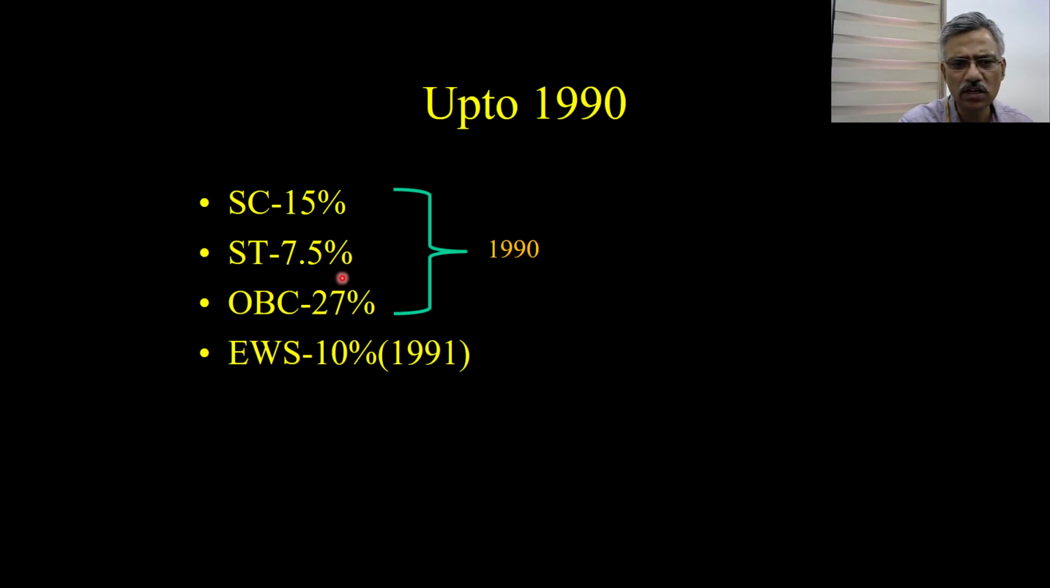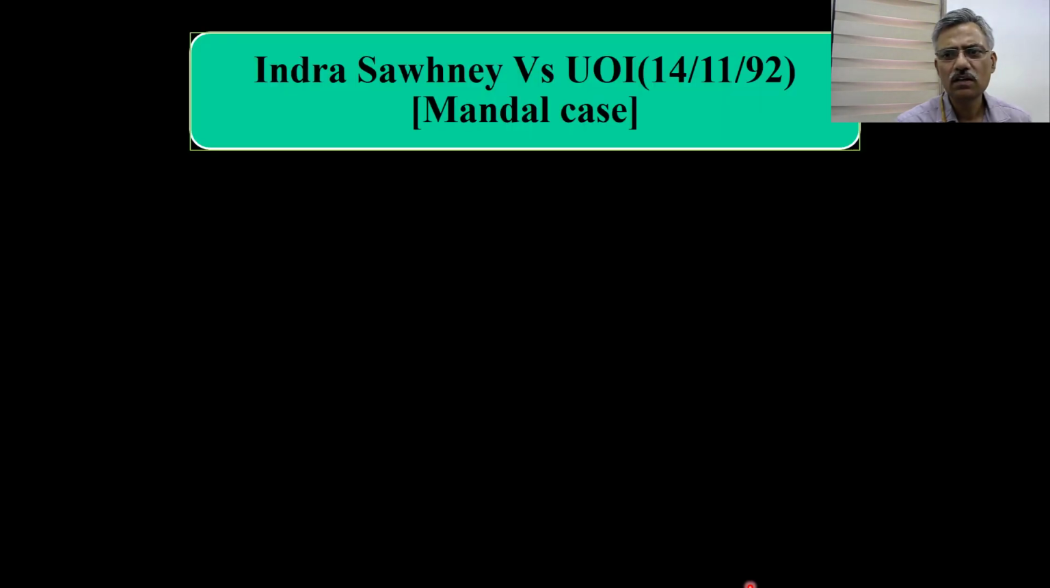Immediately after these orders were issued, particularly after the reservation of 27% was issued, people went to the court, and the famous judgment which considered whether the government was competent to issue reservation orders for OBCs under clause 16. This famous judgment is known as Indra Sawhney versus Union of India. The judgment was delivered on 14 November 1992, also known as the Mandal case. Now it comprehensively considered all issues on reservation and finally gave a judgment which is very lengthy and almost a landmark judgment which every student of law or student of reservation must read.